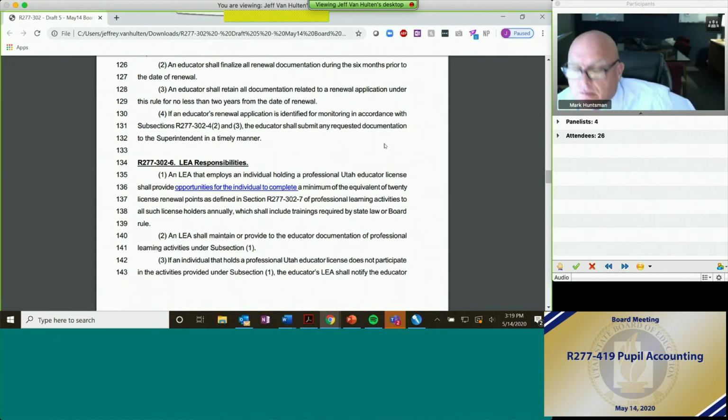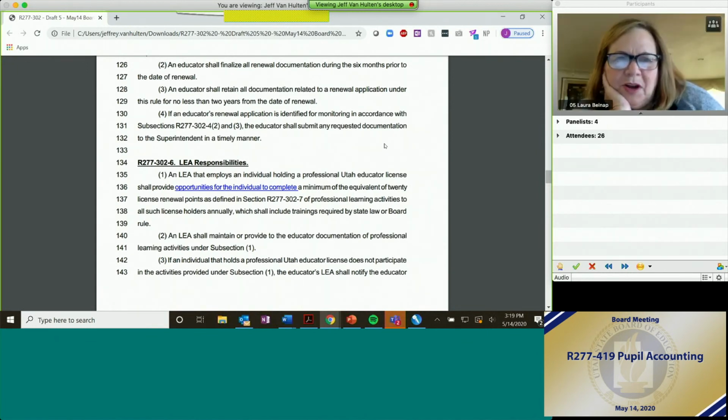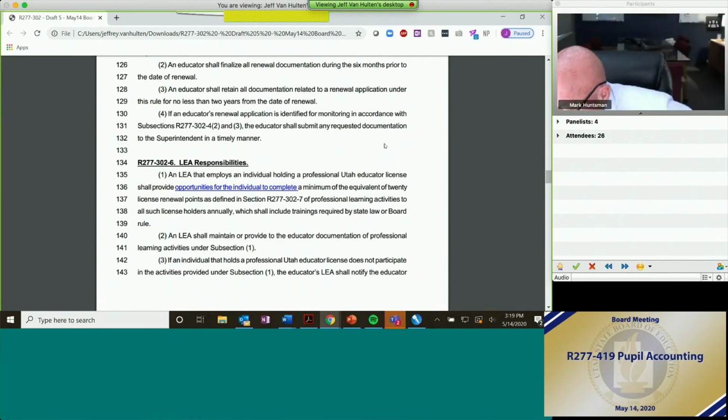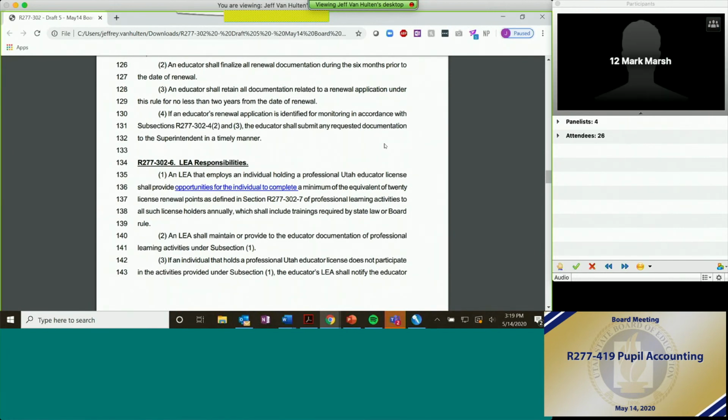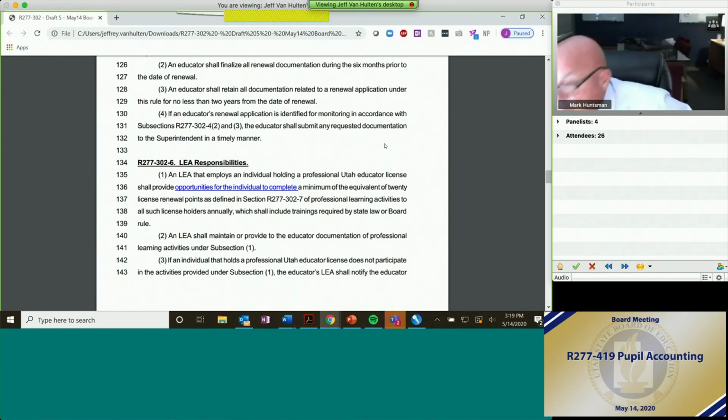Yes, I'd like to make a motion that we approve R277-302 draft 5 on third and final reading. Okay, we have a motion. Do we have a second? I'll second that, Chair Huntsman, Mark Marsh. We have a motion and a second. Did you want to speak to the motion, Board Member Belknap? Thank you. Okay, so we'll go to discussion.